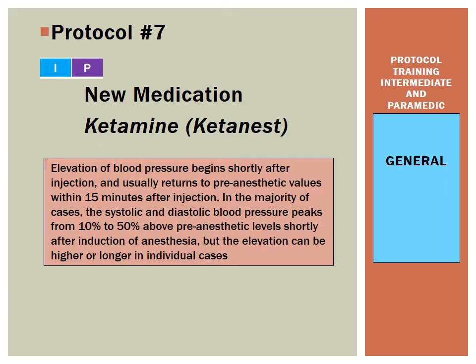Okay, so here's a note on the hypertension caused by ketamine. You can have an elevation in blood pressure, and it begins shortly after injection. It usually returns to pre-anesthetic values within 15 minutes after the injection. In the majority of cases, the systolic and diastolic blood pressure peaks from 10% to 50% above pre-anesthetic levels shortly after induction of anesthesia. But the elevation can be higher or longer in individual cases.